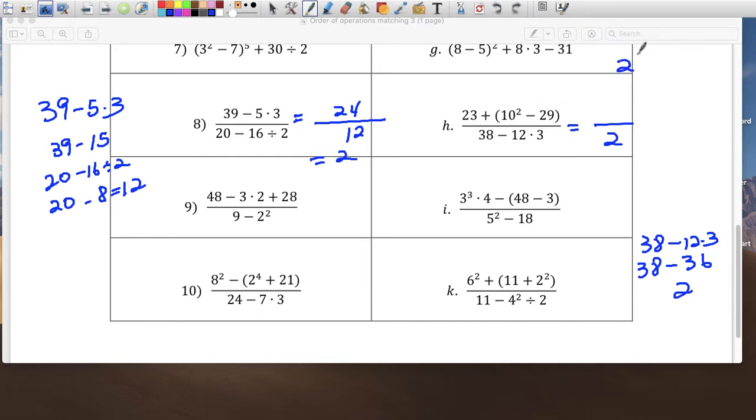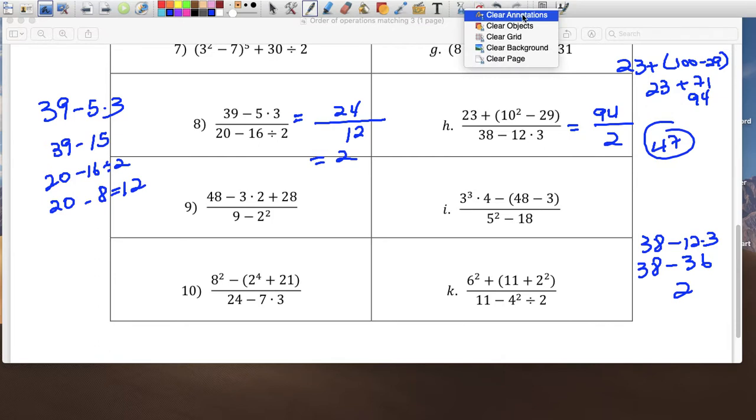23 plus, well, 10 to the second power is 100, right? Because it's 10 times 10. So 100 minus 29. Look how simple that became. Well, let's do inside the parentheses. 100 minus 29 is 71. So 23 plus 71, and 23 plus 71 is 94. So this whole numerator becomes 94. 94 over 2 is just simply 47. So final answer, letter H, 47.